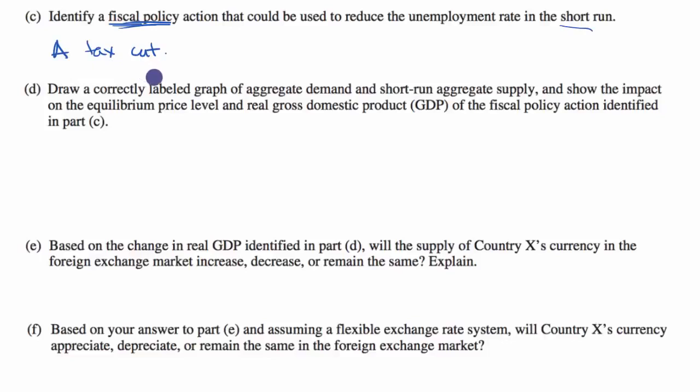A tax cut would put more money in people's pockets. It would shift the aggregate demand curve to the right, and it will result in a higher equilibrium level of output and a lower unemployment rate. Draw a correctly labeled graph of aggregate demand and short-run aggregate supply and show the impact on the equilibrium price level and real gross domestic product of the fiscal policy action identified in Part C. Well, I just explained that, but let me redraw it. And we already drew one aggregate demand, aggregate supply graph. So that is our price level on the vertical axis. And on the horizontal axis, I have real GDP.